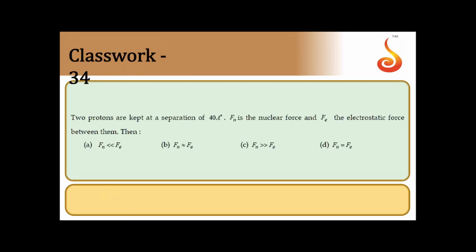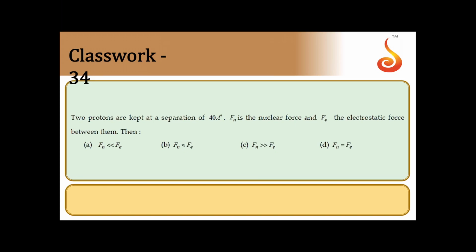So we shall move on to next one. Two protons are kept at a separation of 40 angstrom. Fn is the nuclear force and Fe is the electrostatic force between them. Then Fn is very much less than Fe, Fn is approximately equal to Fe, Fn is very much greater than Fe, and Fn is equal to Fe.